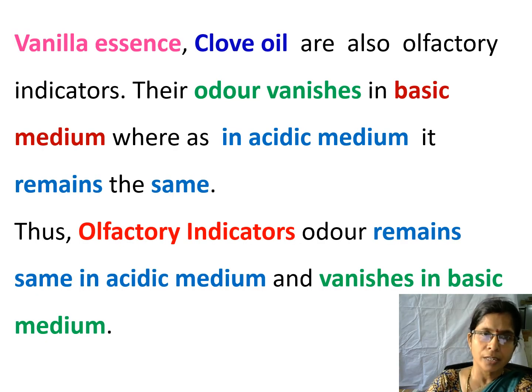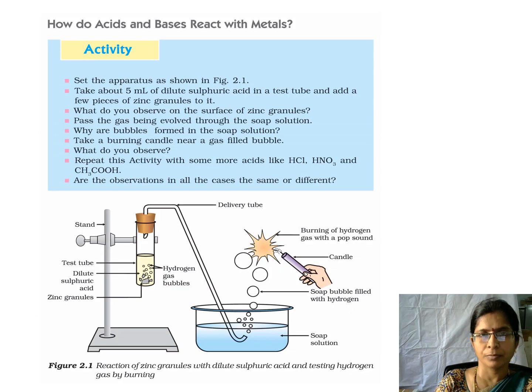Not only onion, there are some other substances like vanilla essence and clove oil, which also act as olfactory indicators. And the test is the same, that is their smell. So the odor of vanilla essence and clove oil vanishes in basic medium, whereas in acidic medium it remains the same. Thus you can say that olfactory indicators' odor remains the same in acidic medium, whereas in basic medium its odor vanishes. Now here comes another reaction of acids and bases with metals.